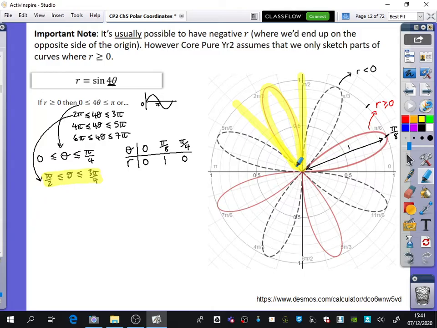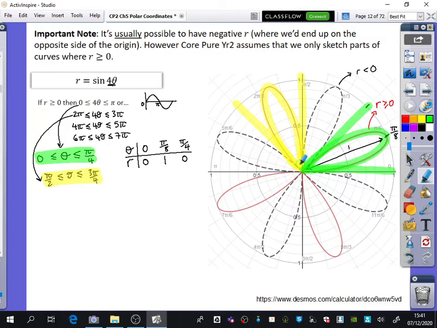So this first section, and this might get a bit busy, so I wouldn't necessarily advise drawing all of this on your graph. This green section was between 0 and pi over 4, and it did this little loop like this. So you can clearly see how the next section and the section after are going to correspond to this red petal and this red petal that we have here. And then the other parts are going to correspond to the negative sections.